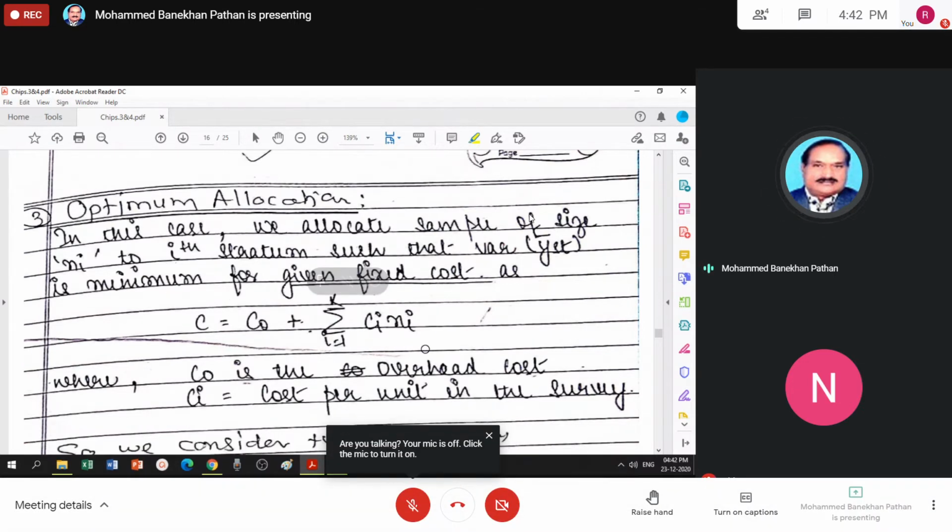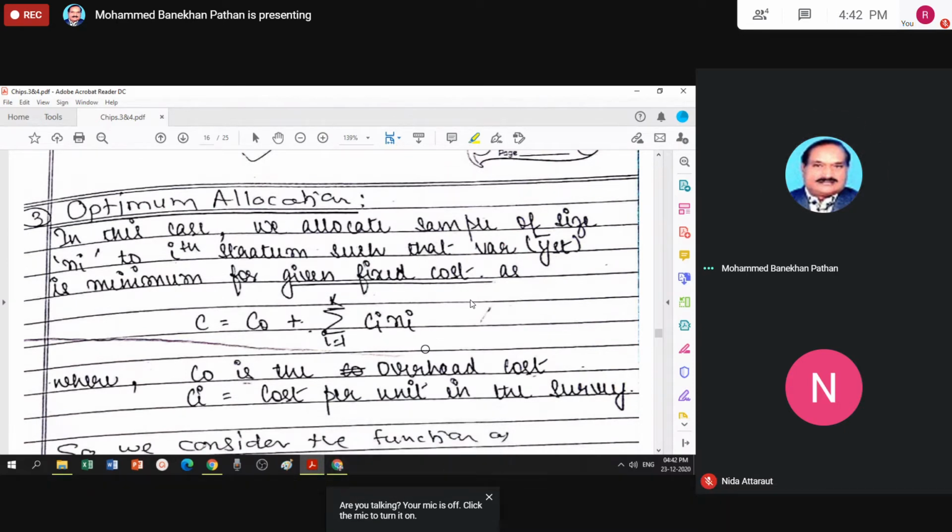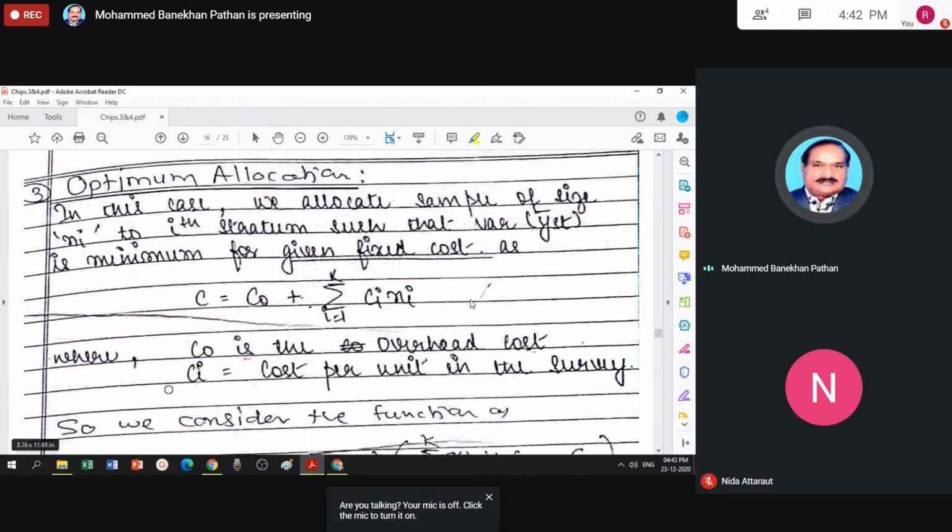This is the cost function. C equals C0 plus summation Ci ni. This is the cost function given, which is fixed. C naught is the overhead cost. Ci is the cost per unit in the survey.